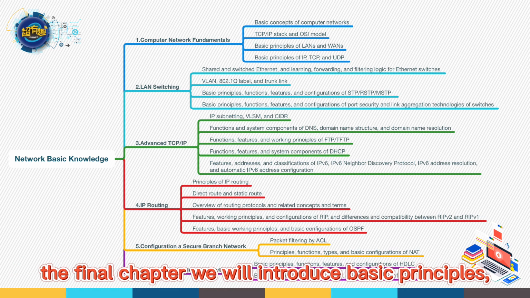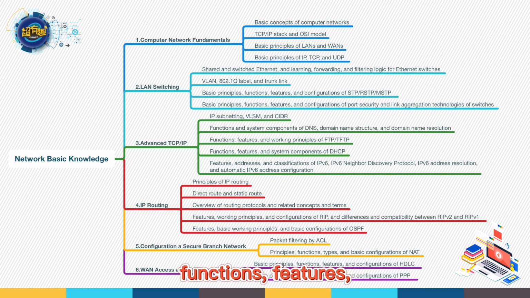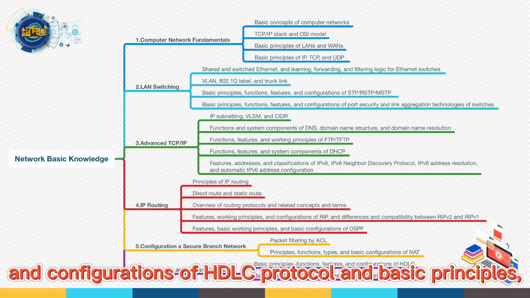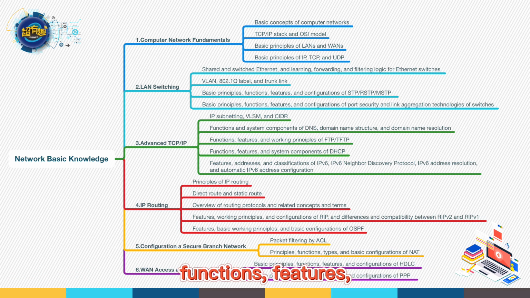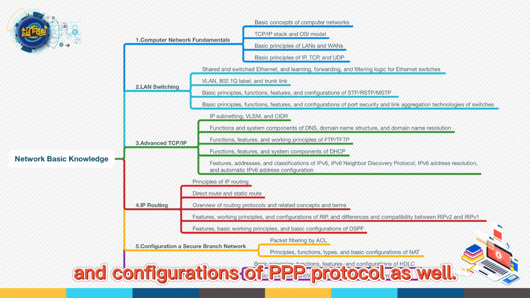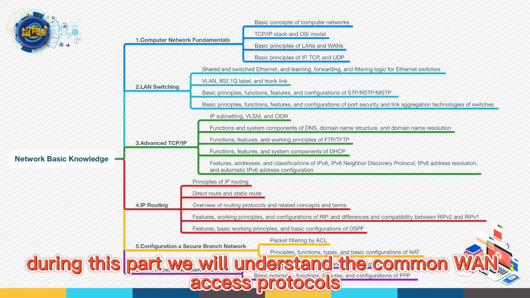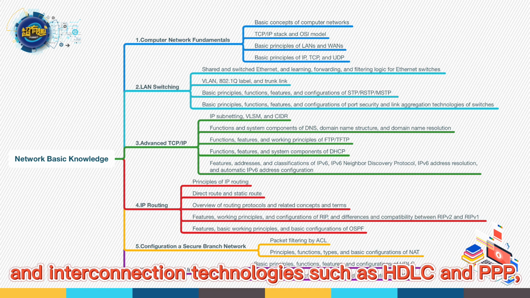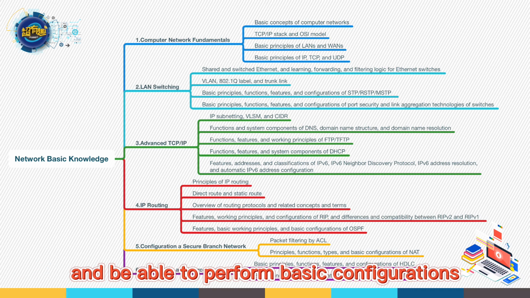In the final chapter we will introduce the basic principles, functions, features, and configurations of the HDLC protocol, and the basic principles, functions, features, and configurations of the PPP protocol as well. During this part, we will understand the common WAN access protocols and interconnection technologies such as HDLC and PPP, and be able to perform the basic configurations.